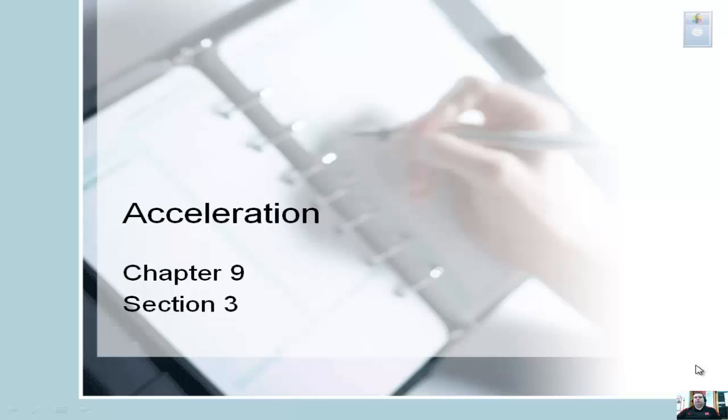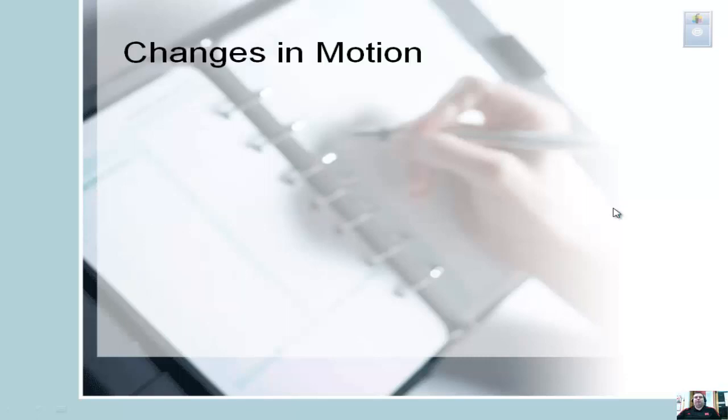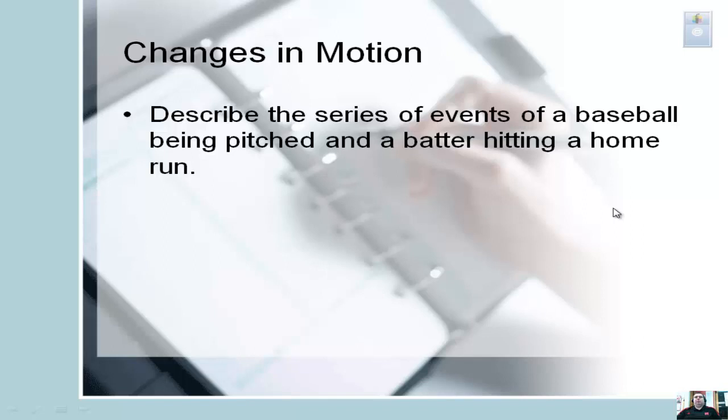Section number 3 is going to start talking about acceleration. What we're going to do is expand on what we've been talking about with speed and velocity. Let's talk about a baseball game. I want you thinking about a pitcher getting ready to pitch a ball, and all of a sudden the batter is going to end up hitting a home run.